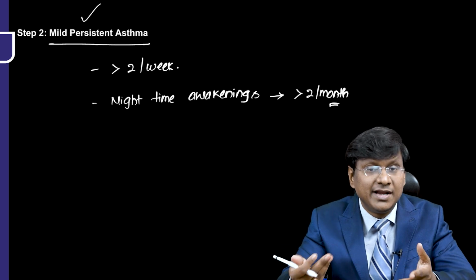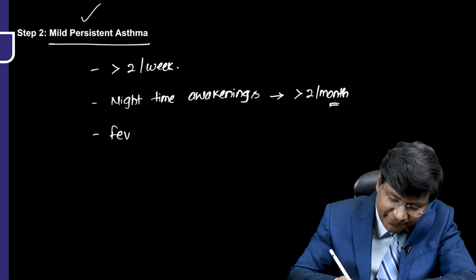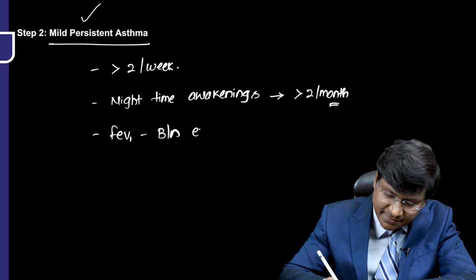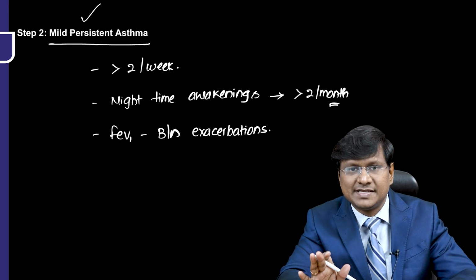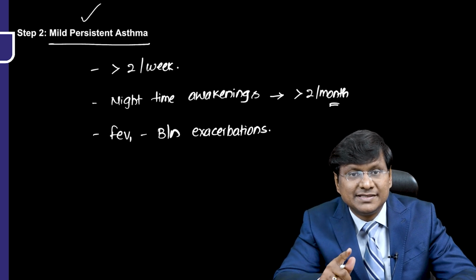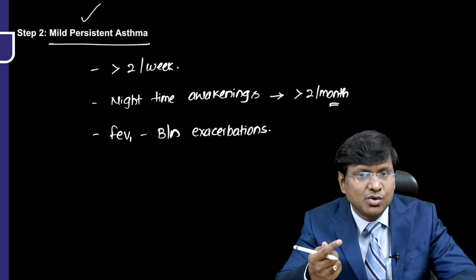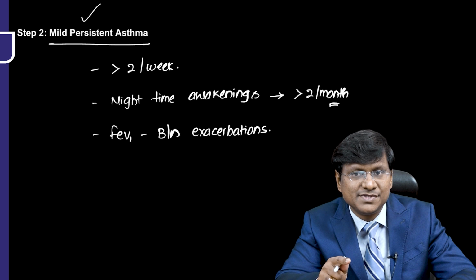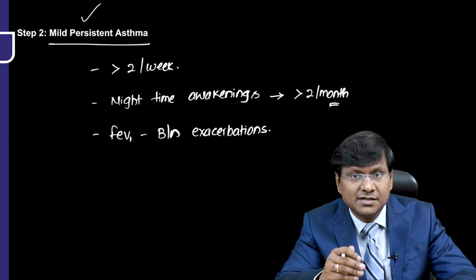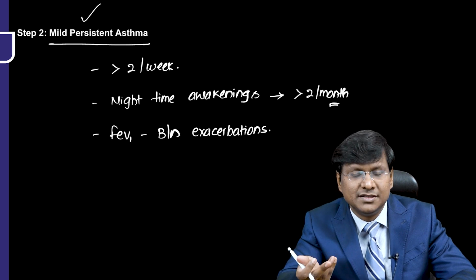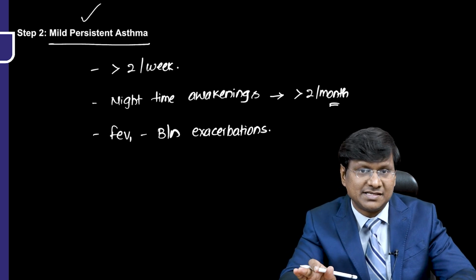And what about lung functions? Lung functions like FEV1 will be normal between the exacerbations, right? So what was the difference between intermittent and mild persistent? That is the number of times. In intermittent, asthma symptoms occur less than twice a week and nighttime awakenings less than twice a month. Whereas in mild persistent, symptoms occur more than twice a week and nighttime awakenings more than twice a month. And FEV1 is normal between the exacerbations.